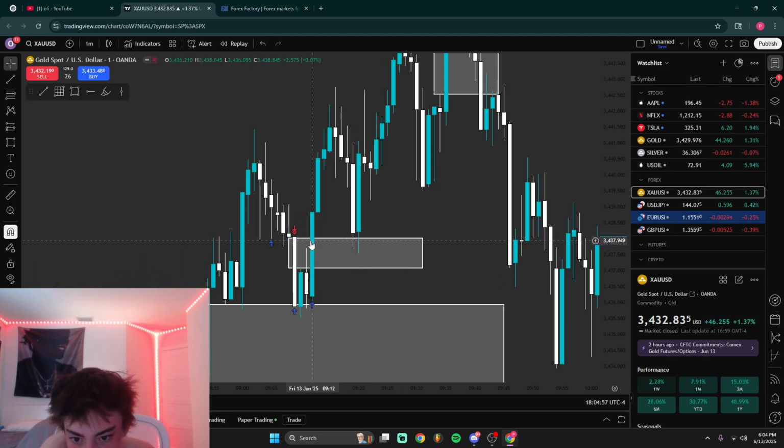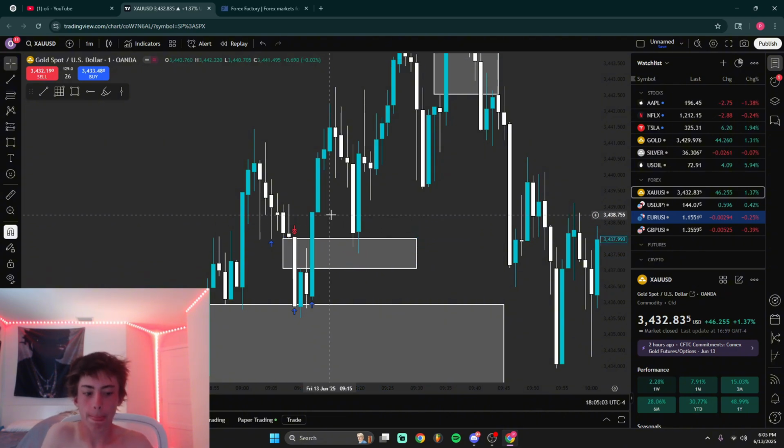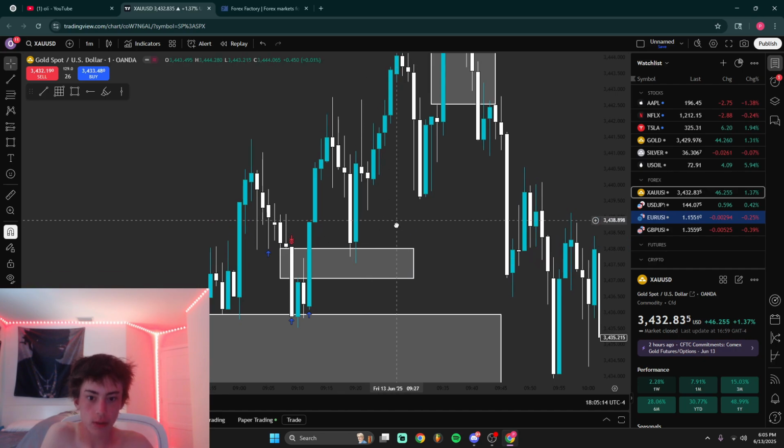Right here is another 1 minute fair value gap, which we couldn't find anything on the 5 or any kind of higher time frame. So, evidently we want to go for this. So right here, fair value gap, price moved up. I marked it, and I didn't panic on this move down unless we were going to break structure. And price filled in this fair value gap.